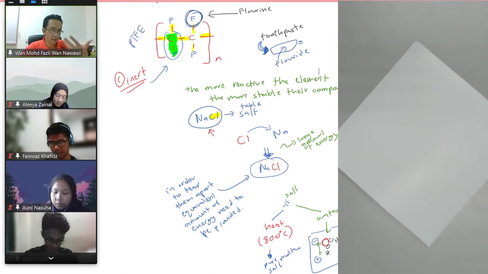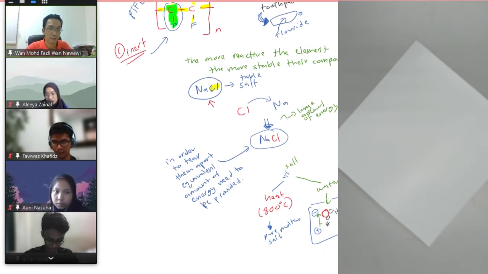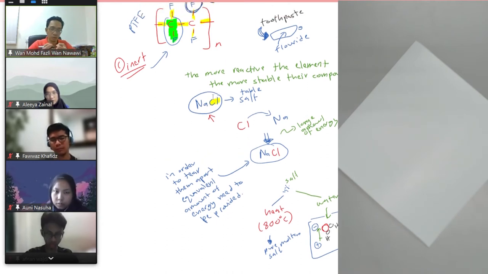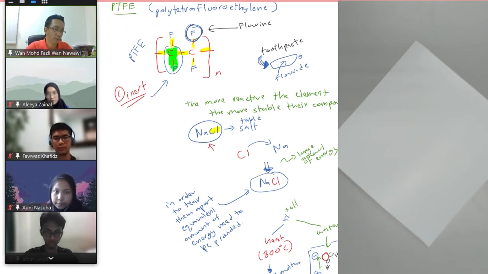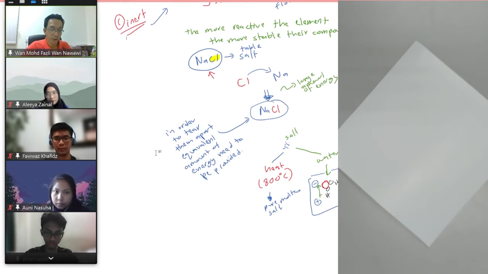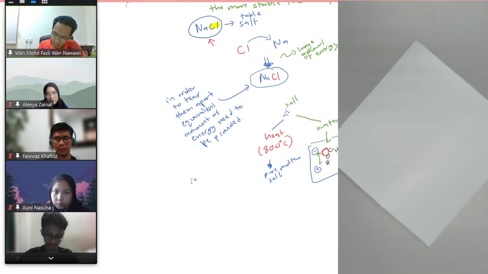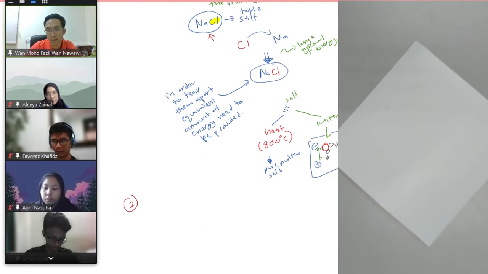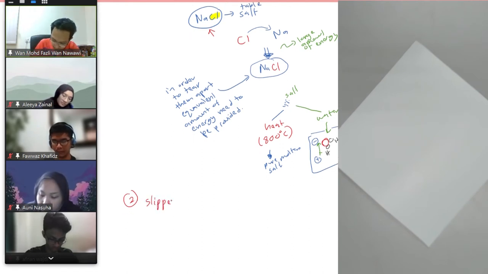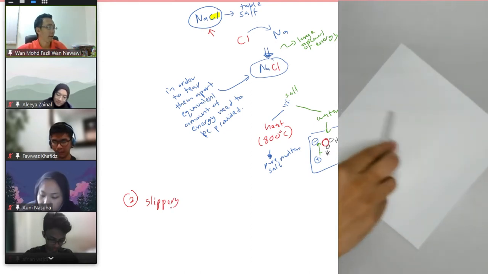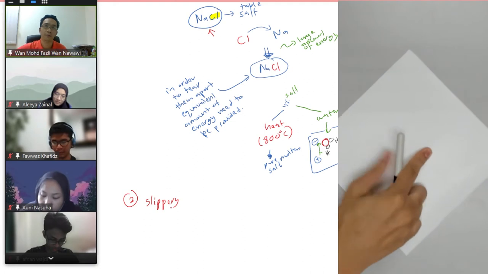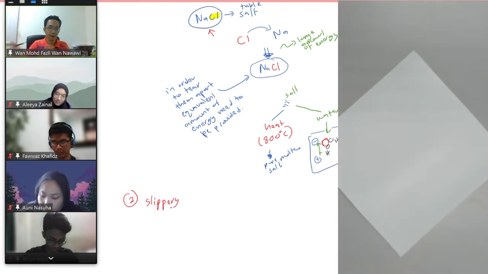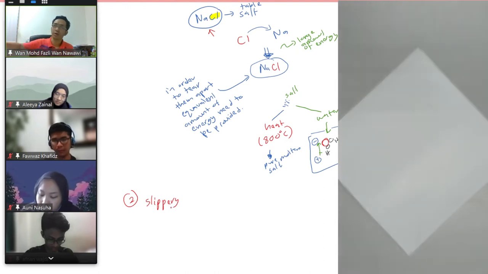And the reason, as I have mentioned before, is that even for chlorine and sodium you need a lot of energy to break them apart. What more with fluorine? Because fluorine steals the electron much more strongly than chlorine. So that's one property of PTFE. The second property of PTFE is that it is slippery. It's very slippery. Meaning that if you wear shoes where the soles are made from PTFE, you will not be able to grip.